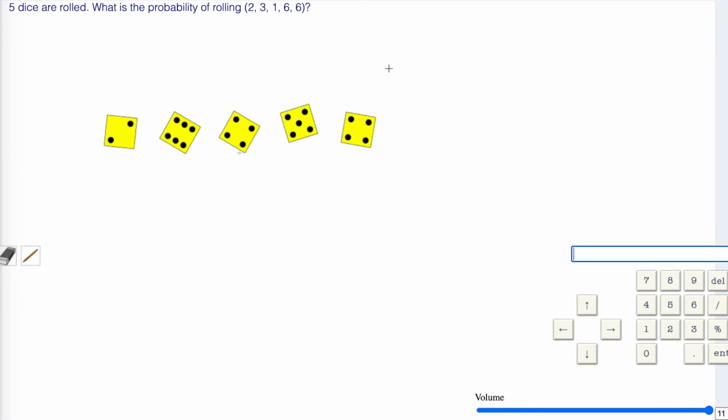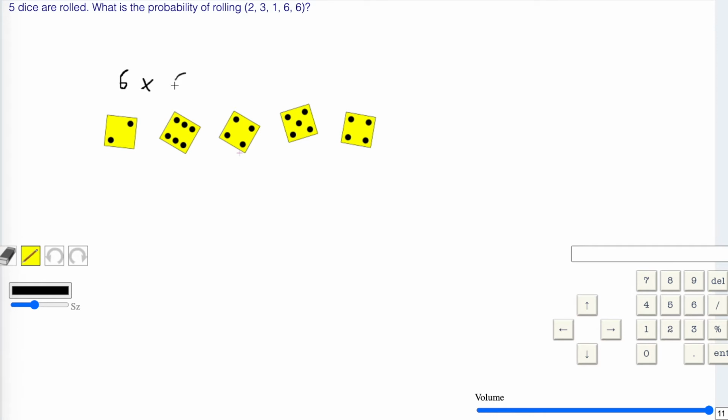Here's a level 2 type question. 5 dice are rolled. What is the probability of rolling a 2, 3, 1, 6, and 6 in that order? So the basic counting principle tells us that if you have 6 ways of getting the first outcome, and 6 ways of getting the second outcome, and 6 ways of getting the third, and 6 ways of getting the fourth, and 6 ways of getting the fifth, then the total number of ways of getting an outcome is 6 times 6 times 6 times 6 times 6.